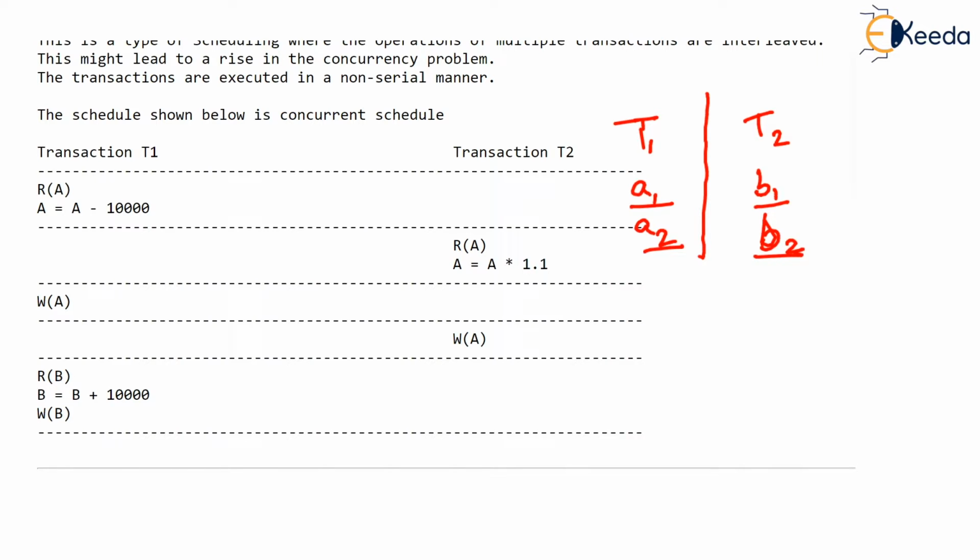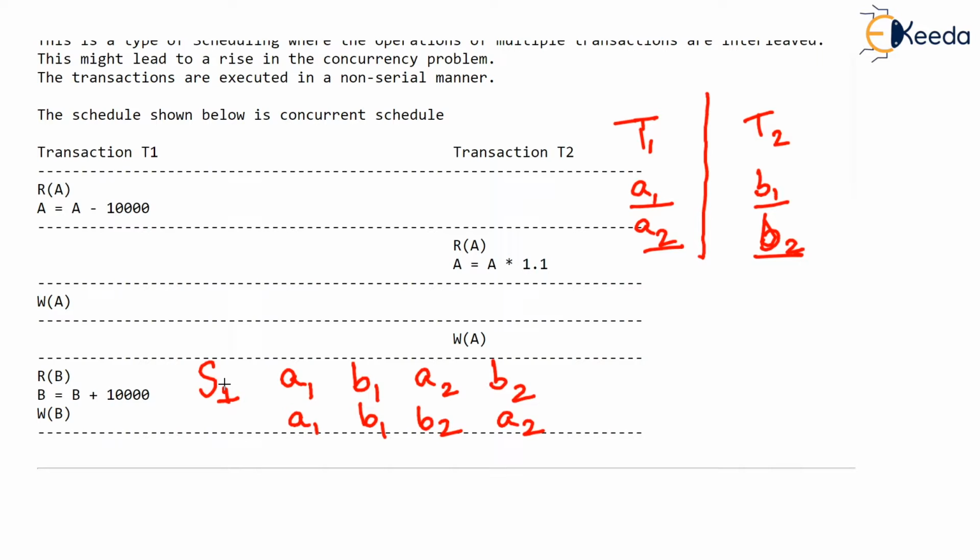Now, one of the possibilities is A1 runs from the T1 transaction, then B1 runs, then A2 runs, and then B2 runs. I hope you got this. This is one of the schedules. Let's call it S1, schedule 1. But the other schedule possible is that A1 runs, then B1 and B2 both run, and then A2 runs. You agree?